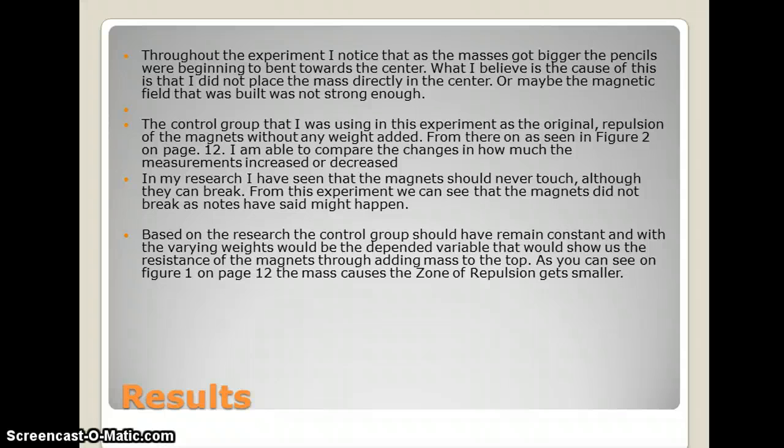you would see that the magnets touch, although the poles never really did. Nor did the magnet shatter. The poles of the magnet remained non-touching, although the sides of the magnet did. Based on the research, the control group should have remained constant with the varying weights, and the dependent variable shows us the resistance of the magnets through adding the mass up top, as you can see on Figure 1 and page 12 of previous turned-in assignments.